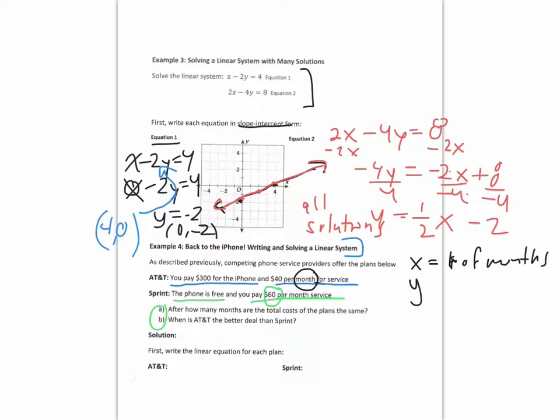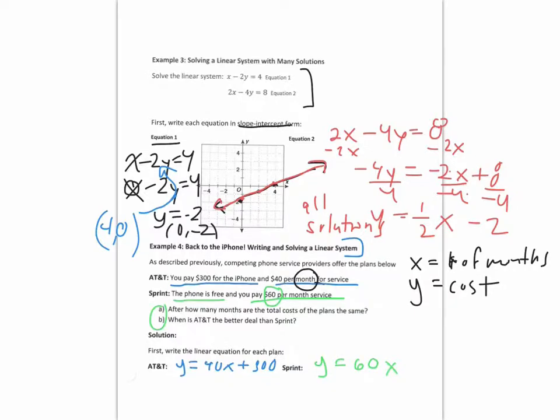And Y, as we go on through time, we're talking about the cost of the phone. So Y would have to be my cost. I'm going to model my AT&T. My cost, Y, would have to equal $40 times X months plus the $300 I've just paid. That's a one-time fee, so that's why it's a constant by itself, $300. With Sprint, I don't have a one-time fee. All I'm saying is that my cost, Y, is going to equal $60 times X months of service.